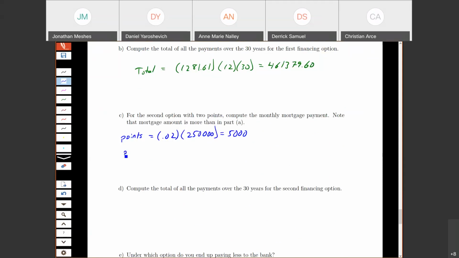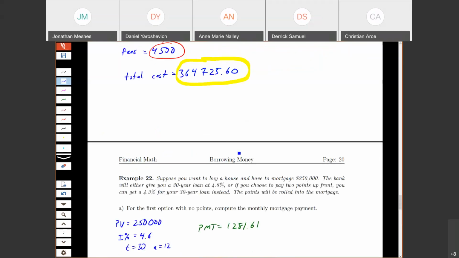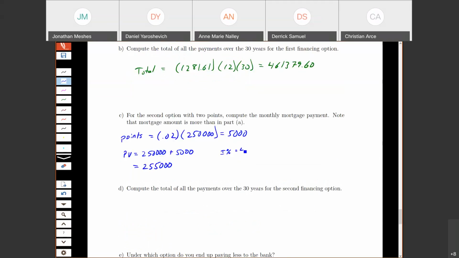So the amount of money I'm borrowing is going to be the $250,000 plus the $5,000 in points. So I'm borrowing $255,000. And let's look at the payments on that. Our interest rate, they gave us a better rate. They said this is going to be 4.3% instead.